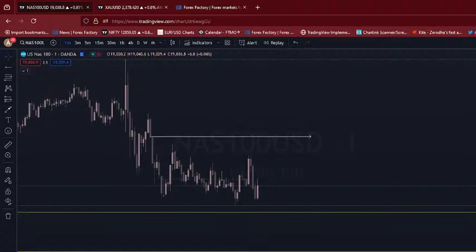Let's see what happens at the open. We'll wait till 5 minutes after the open. The open will happen in 15 seconds, but we need to wait till 5 minutes, because till then there are a lot of orders happening at the open of the market.